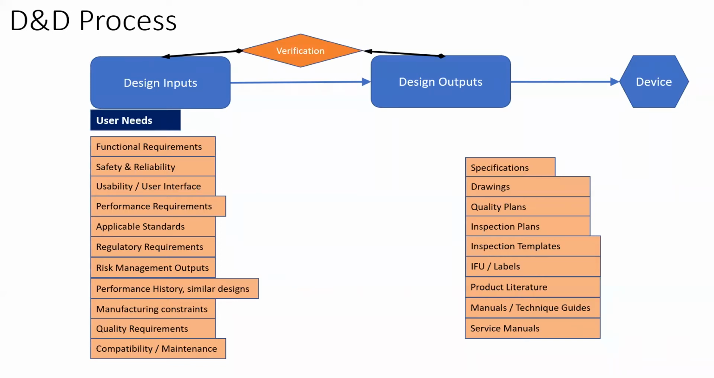So the other two elements of the design process, very crucial. One is design verification, which basically verifies whether design outputs are in accordance with design inputs. And the other is design validation, that is, whether the device meets the requirements of the user.